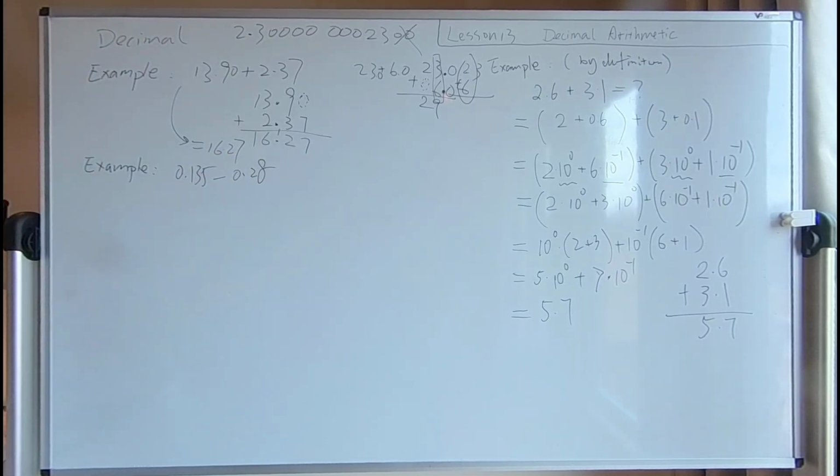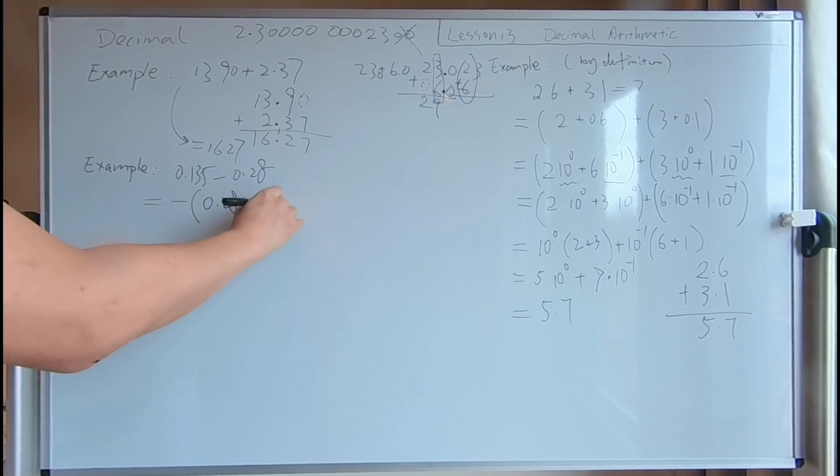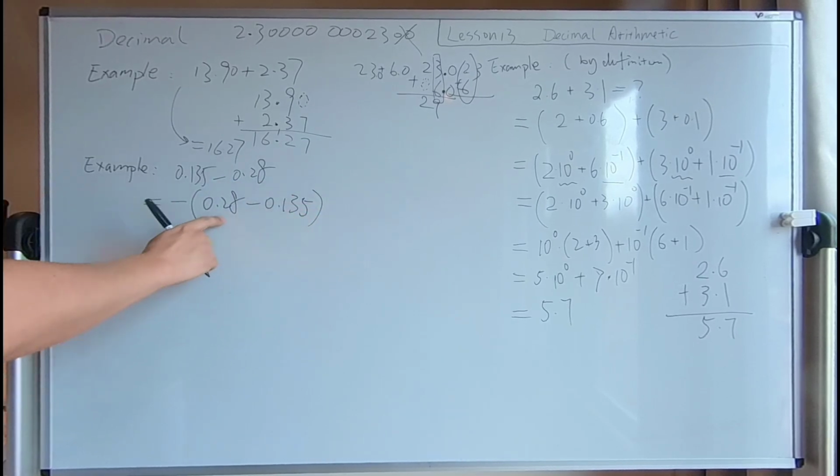Now, this time we have 0.135 minus 0.28. We actually have a smaller number subtracting a bigger number. Usually, if I need to write the long subtraction, I would always prefer to write the bigger number to the left and the smaller number to the right. So this is equivalent to having the minus sign in the front, and then I can exchange the order by having a larger number subtracting a smaller number.